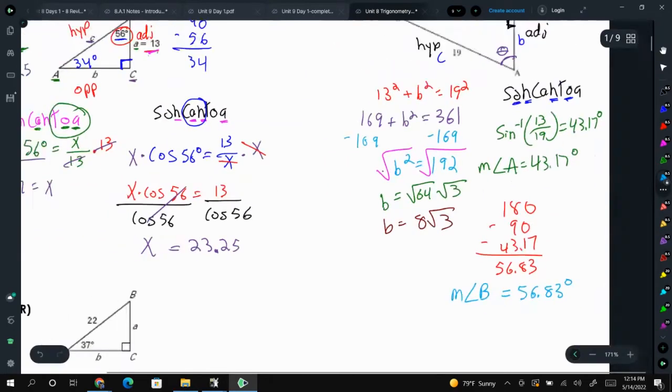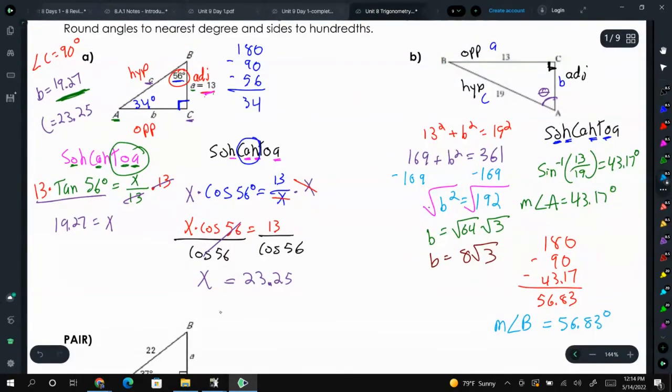So we've solved the triangle. We already know what sides a and c are. We also calculated what side b is. It is 8 times the square root of 3. And we know that angle A is 43.17 degrees, angle B is 56.83 degrees, and angle C is 90 degrees. So we finished this problem using some of our other methods. We used the Pythagorean Theorem at first.